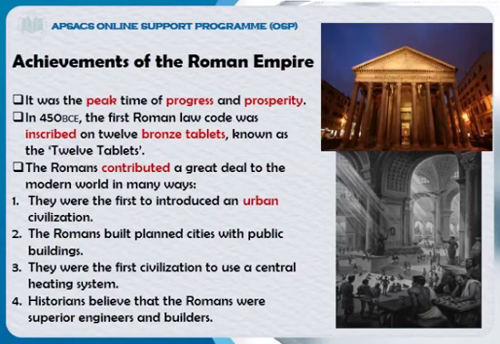They were the first to introduce an urban civilization. The Romans built planned cities with public buildings like temples, theaters, and public baths. They were the first civilization to use a central heating system, arches, domes, and concrete in buildings and roads.